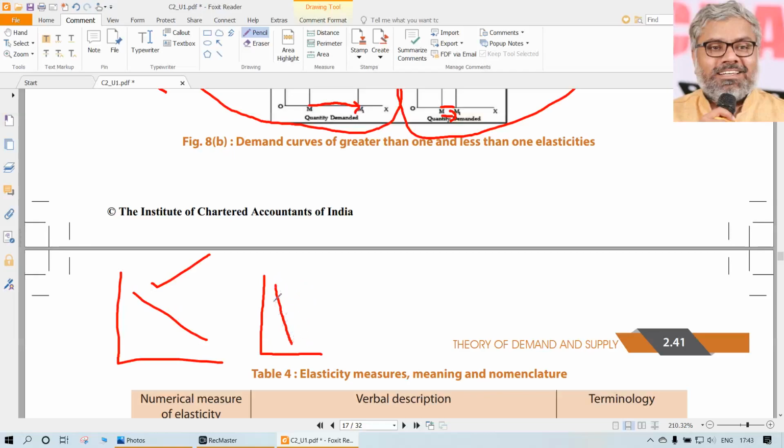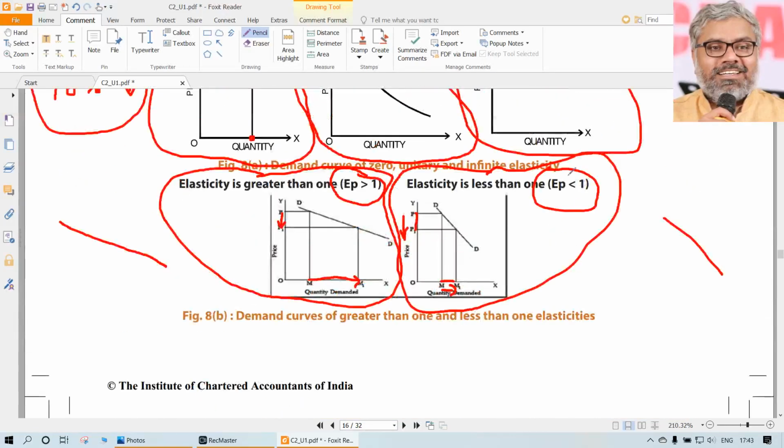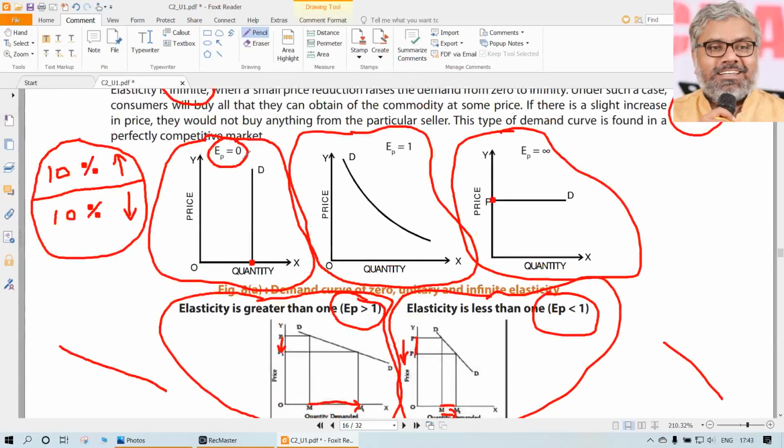So there is a big change here in the quantity demanded if there is a small change in the price. Here, even though there is a change in the price, that is not going to result in a huge change in the quantity demanded. It is going to result in only a very little bit of change in the quantity demanded. So here this is elastic, here this is inelastic. So that's what we can say. Here the price elasticity of this product is greater than 1, and here the price elasticity of this product is less than 1.